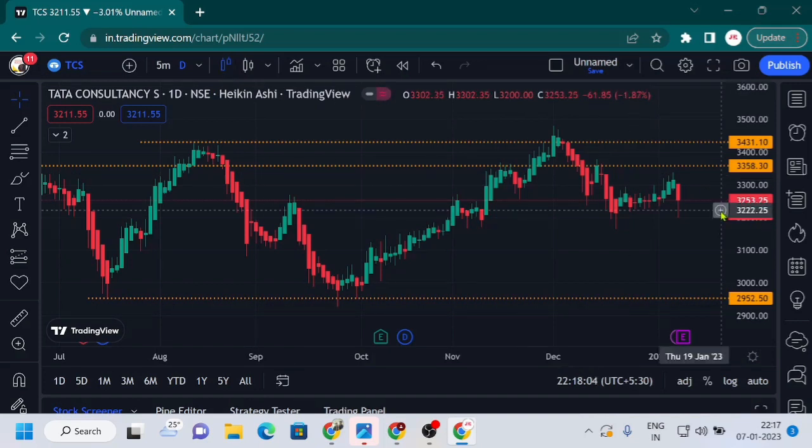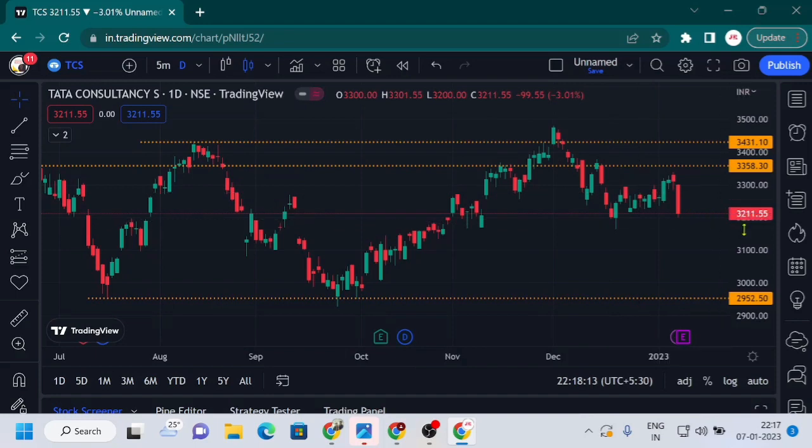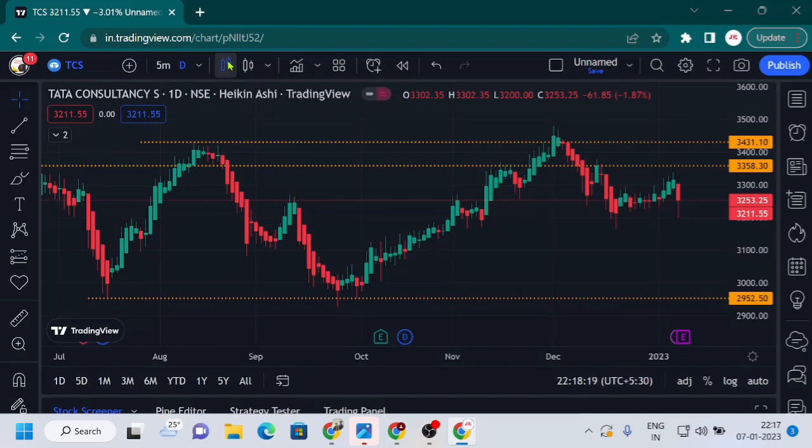You see, this close is 3253 in Heikin-Ashi, but when you come to normal candlesticks, this close is 3211. So the value is not always perfect when you come to the Heikin-Ashi candle, but you can see a clear trend here. You can see a clear trend reversal also. Here you have a formula.